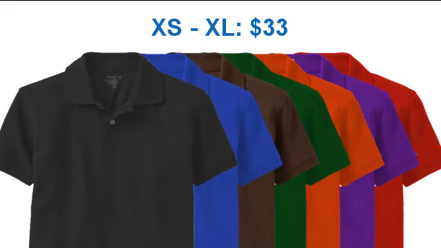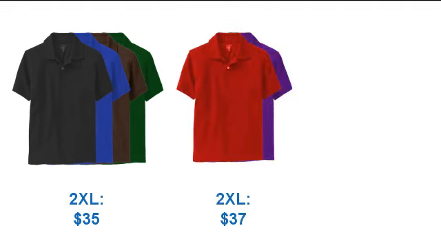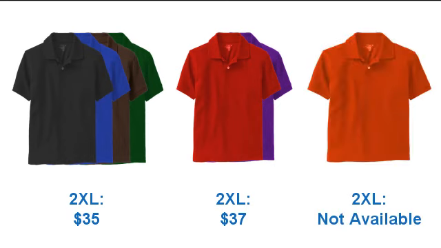The golf shirt is available in all colors in sizes extra small through extra large, starting at $33. However, the black, blue, brown, and green shirts are available in 2XL starting at $35, and the red and purple are available in 2XL starting at $37. The orange is not available in 2XL.